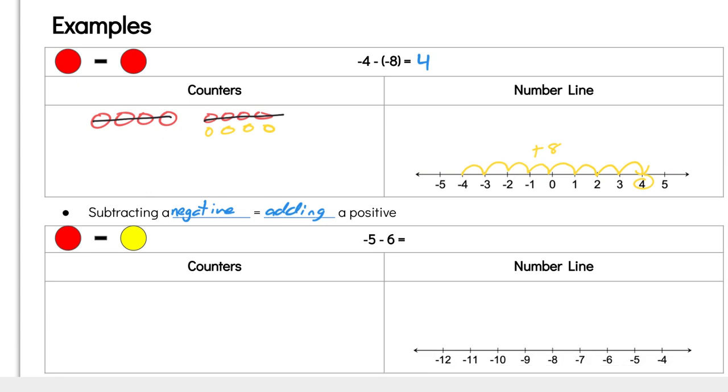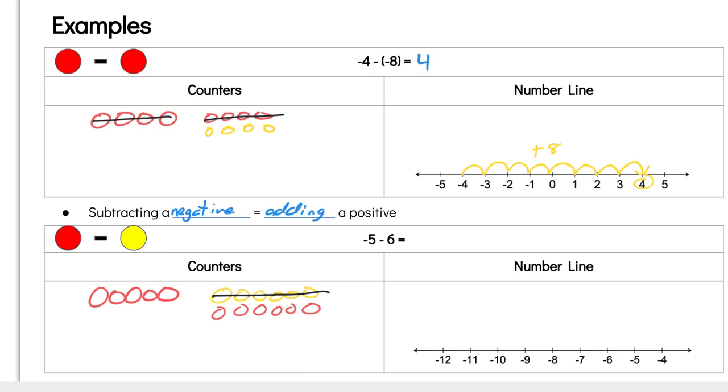All right, here we start with -5. So let's just write down our 5 negative counters. And now we take away 6. We do not have 6 positive counters to take away here, so we have to make some 0 pairs. Let's make enough positives that we can take away 6 positives. So 1, 2, 3, 4, 5, 6. And as long as we just have them as 0 pairs, there's not going to be a problem. So now when we take those 6 away, we're left with 11 negatives. So our answer is -11.